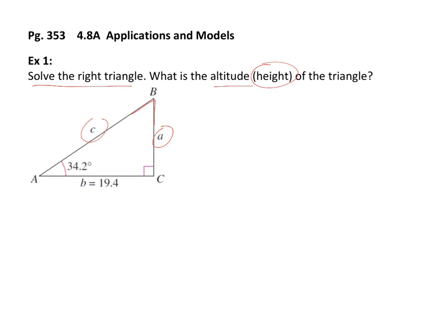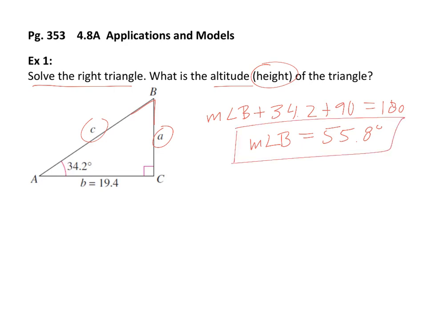First thing we're going to do is figure out the missing angle. What do all the angles of a triangle add up to? 180 degrees. So the measurement of angle B will be 55.8 degrees. That's one piece.